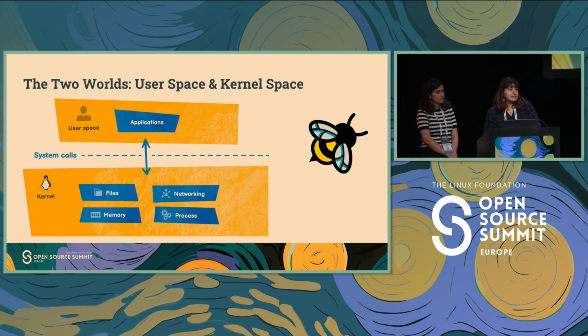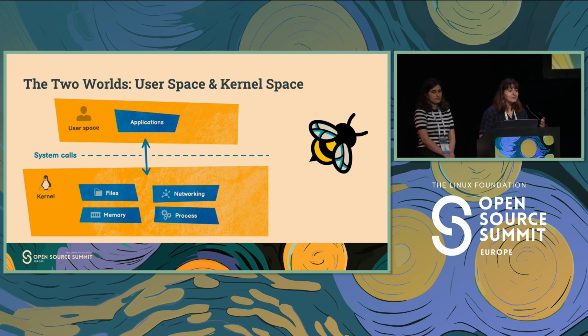The user space is the world where all of our applications live, like the web browser, your code, and everything. It all runs there, and it's protected and restricted. An application can't just decide to access the network card directly or access a file block, because it would be chaos.